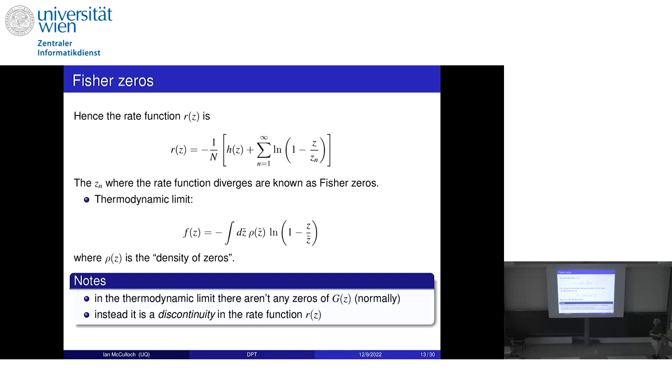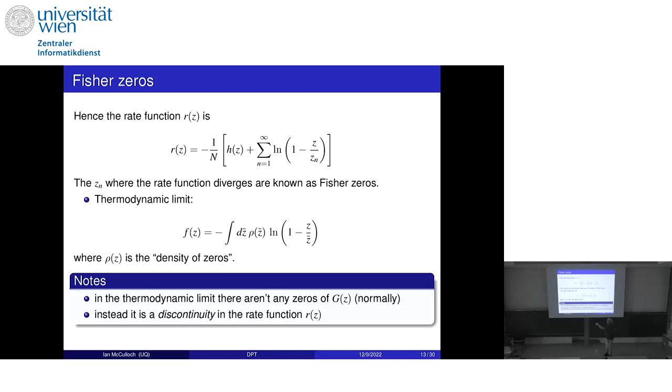So now we have an infinite MPS, of course, so we're already in the thermodynamic limit. What we can do here is replace this summation by an integral. Essentially what we have here is this rho of z, which we can think of as the density of zeros in the thermodynamic limit.